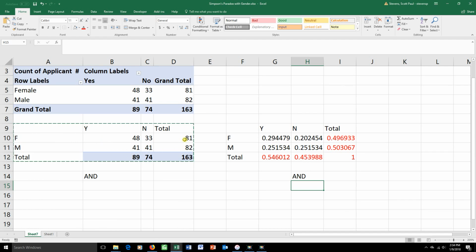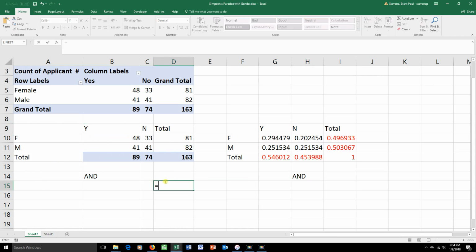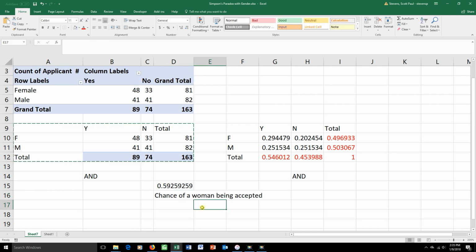There are 81 women. 48 of those women were accepted. That means the chance of being a woman who is accepted is 48 divided by 81. That's about 60%. This is the chance of a woman being accepted. Okay. Women get in about 60% of the time. And I could do the same kind of calculation to figure out the chances for everybody. The chance of a man being accepted, for example, is 41 over 82.